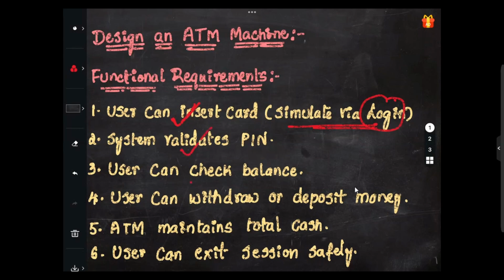The third one, user can check balance. The fourth one is user can withdraw or deposit money. The fifth one, ATM maintains total cash. The final one is user can exit session safely.